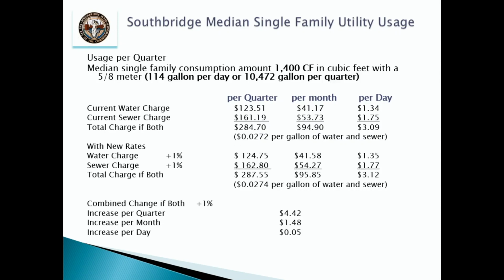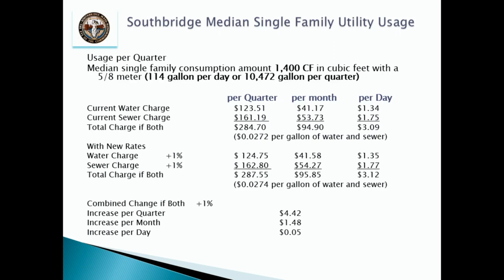Okay, for the Southbridge single-family utility usage, the usage per quarter comes to 1,400 cubic feet with a 5/8 inch meter. That's 114 gallons per day, or 10,472 gallons per quarter. Based on the current rates, the per quarter charge for the water rate would be just over $123. The current sewer rate is $161.19. If you have both water and sewer, you'd be paying $284.70. That would be $94 per month, or it goes down to roughly $3.09 per day.